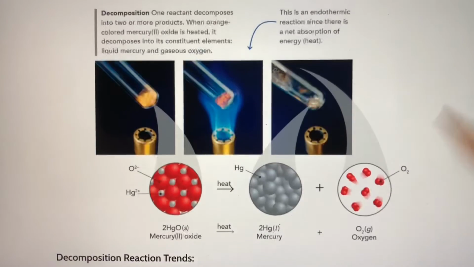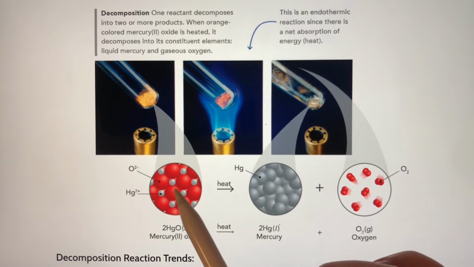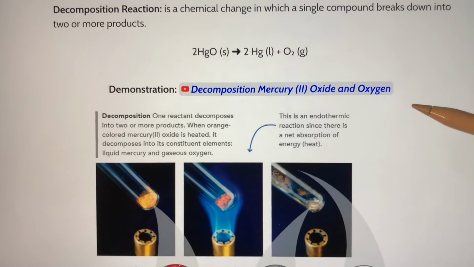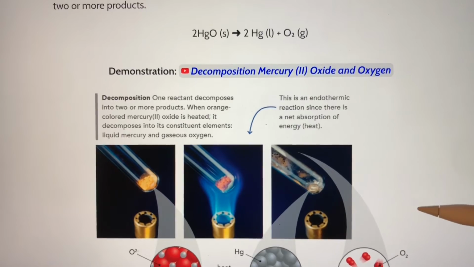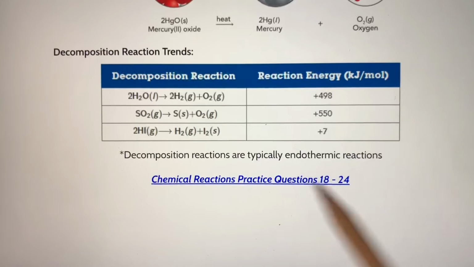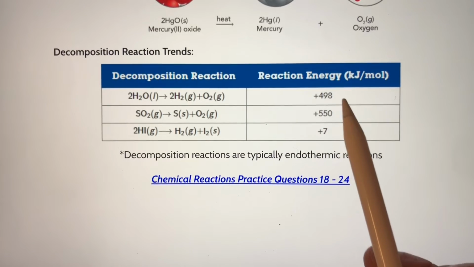This diagram looks kind of like the magnesium oxide from the previous video on combination reactions, with these ionic bonds, and then eventually the mercury is separated. If you notice, it's not structured, because it's a liquid, so the atoms are floating around each other, and then oxygen is released as a gas. In the video, it's collected in the gas tube, and they test that it's oxygen with a burning stick.